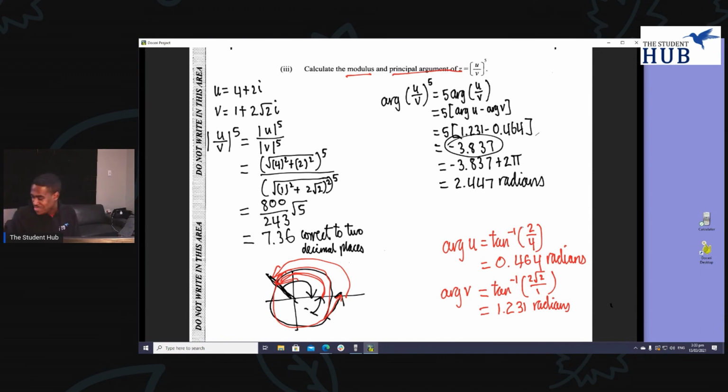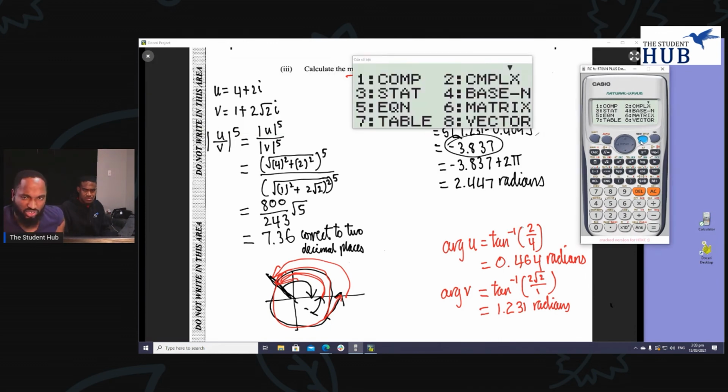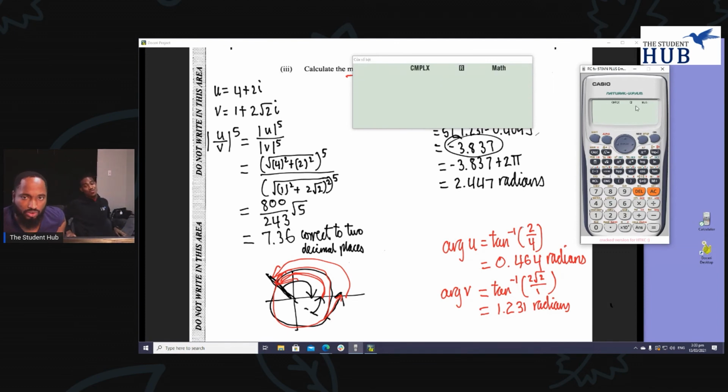I want to check something on my calculator. This can actually be solved on the calculator that I recommend. So let's say you want to find u over v. Change your calculator into complex mode, and you're on radian, so double check this. And you can use the absolute value here.